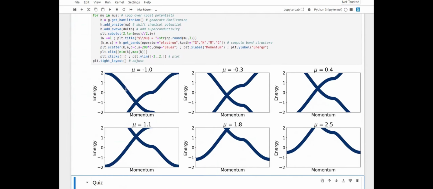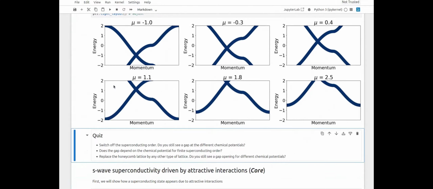So now, if we have 0 superconducting order, what you actually see is that shifting the chemical potential just rigidly shifts all the bands. So nothing special happens. Your system is a metal all the time. The system always has states at the Fermi energy and no gap appears.